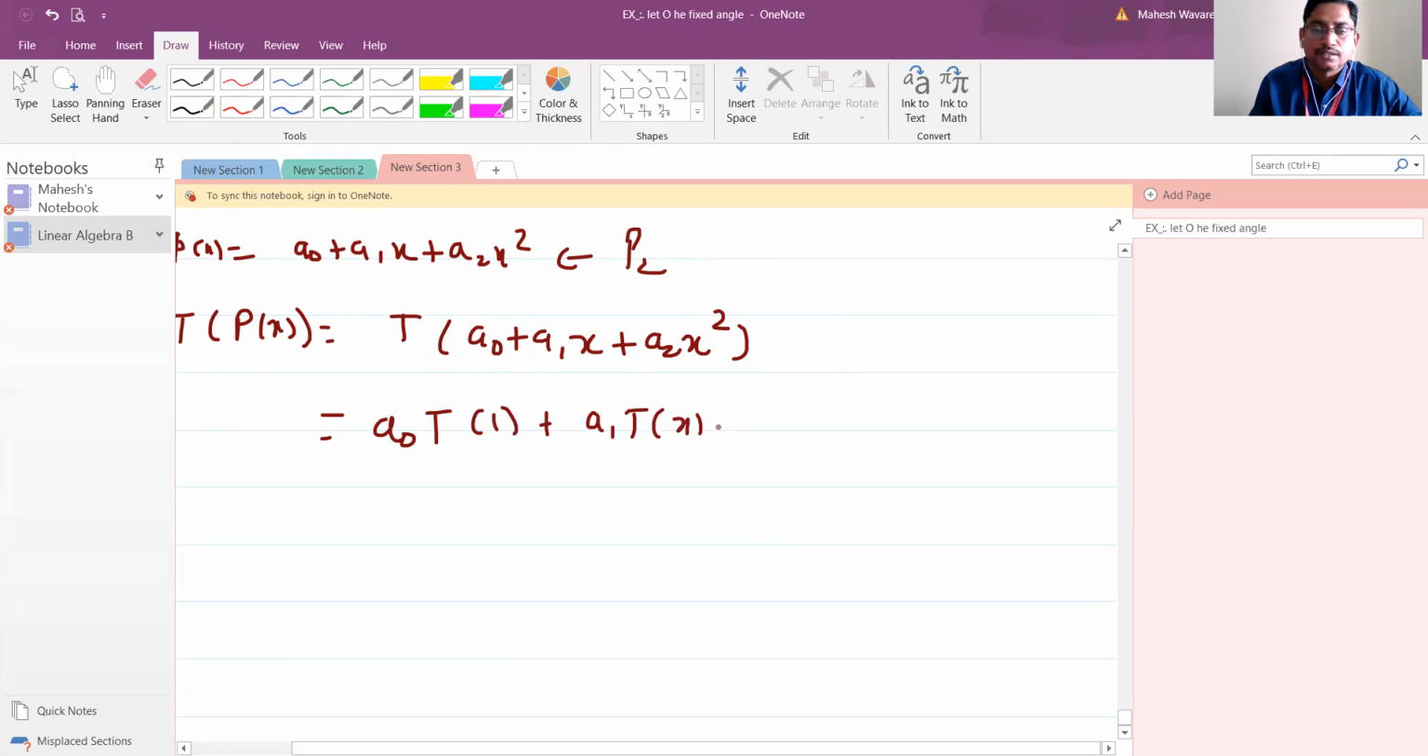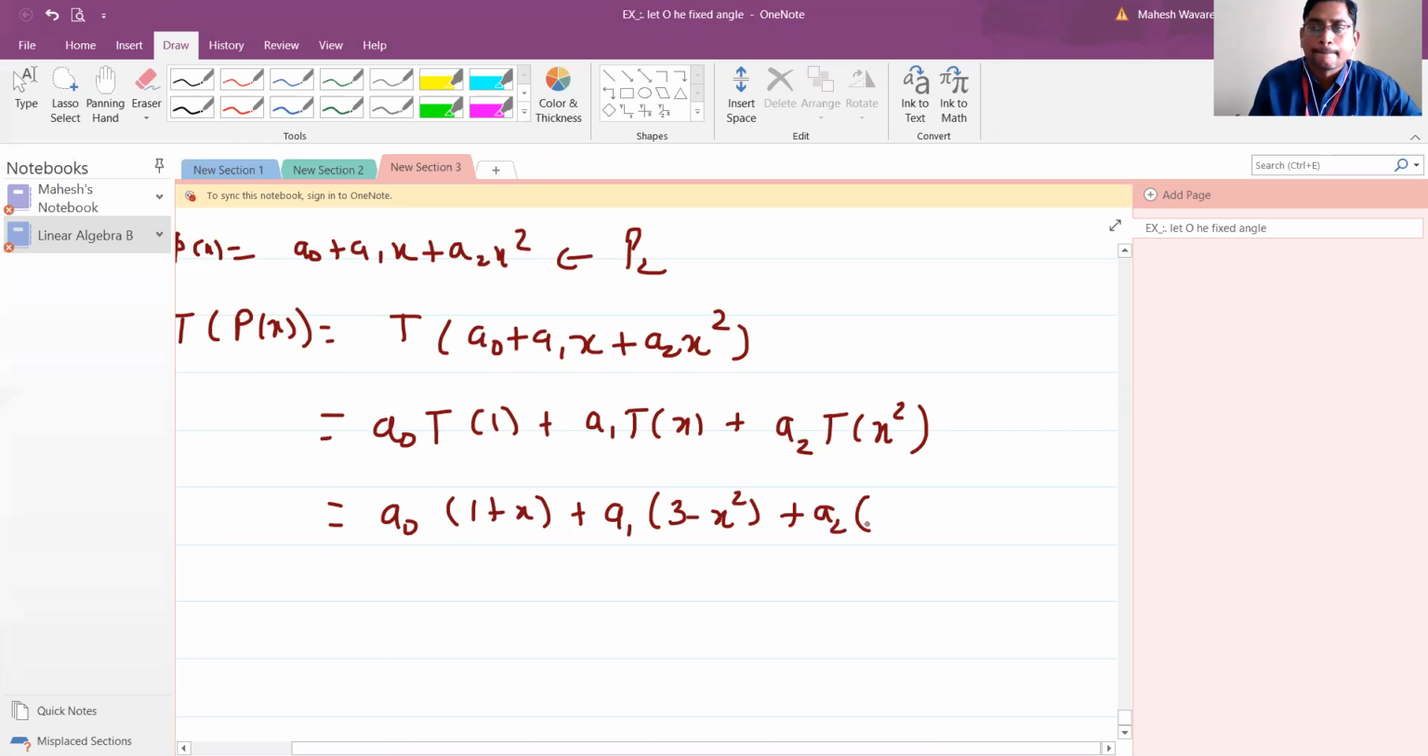1, x and x square are the standard vectors for this polynomial set. Okay, you know the image of 1. What is the image of 1? It is 1 plus x. What is the image of x? It is given as 3 minus x square. And the image of x square is 4 plus 2x minus 3x square. And this we need to simplify now.